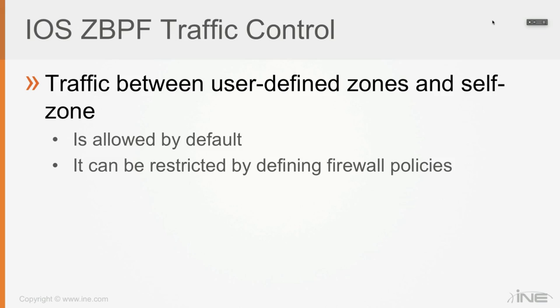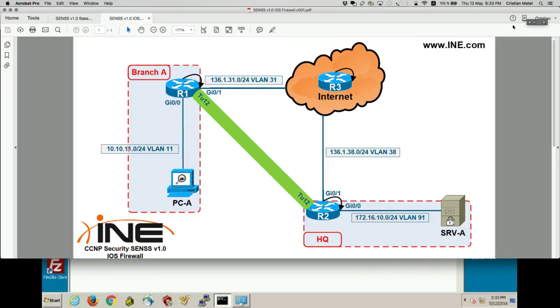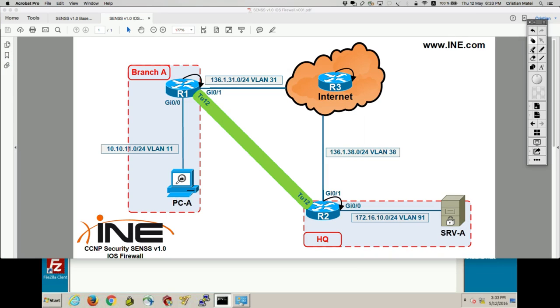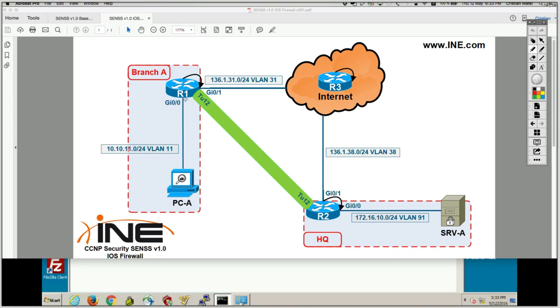Now, traffic control. Traffic between user-defined zones and the self zone is allowed by default, but it can be restricted by defining firewall policies. So what this means, it makes sense, once you have defined, so this is your LAN zone. This is your internet zone.